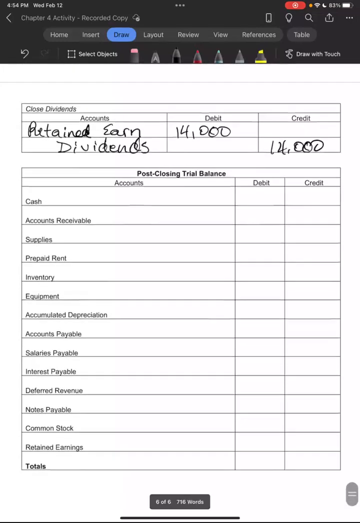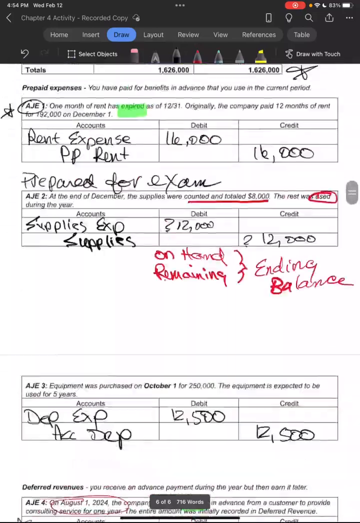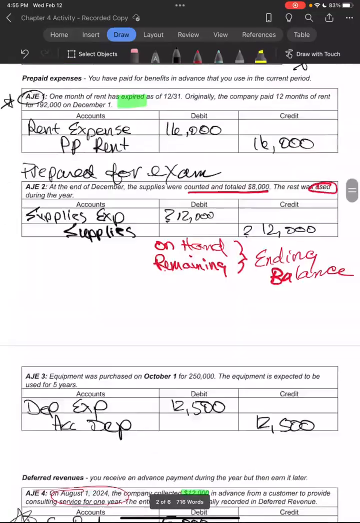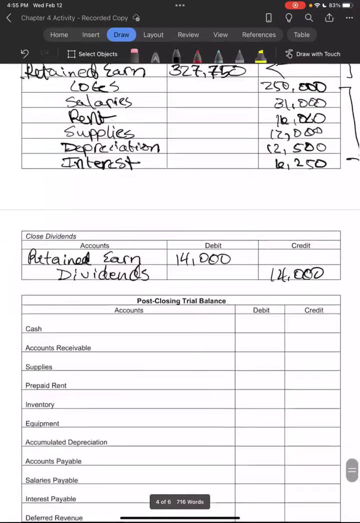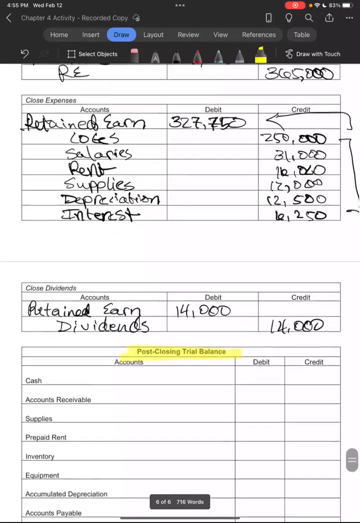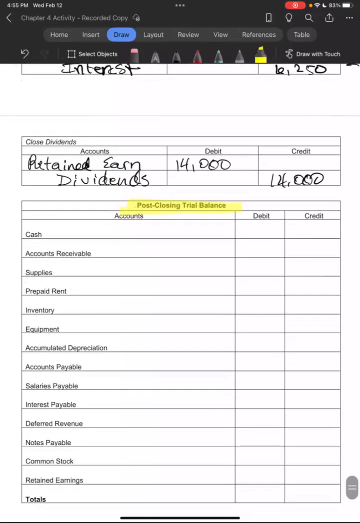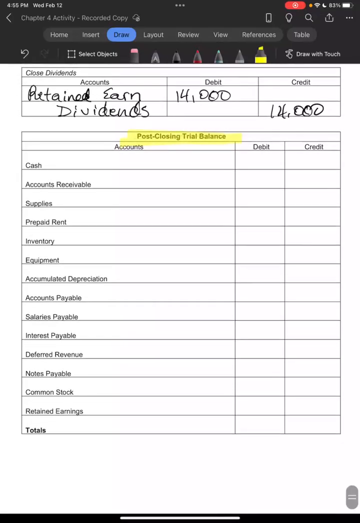The final thing you have to do: we've already produced our financial statements. You produce your financial statements after the adjustments because those are going to give you all of your correct account balances. What we're going to do next is create our post-close trial balance, okay? The post-close trial balance is after we've closed all of our accounts. We close all of those revenue and expense accounts and dividends accounts. So what you will not see on a post-close trial balance is any kind of revenue, expense, or dividends, okay?